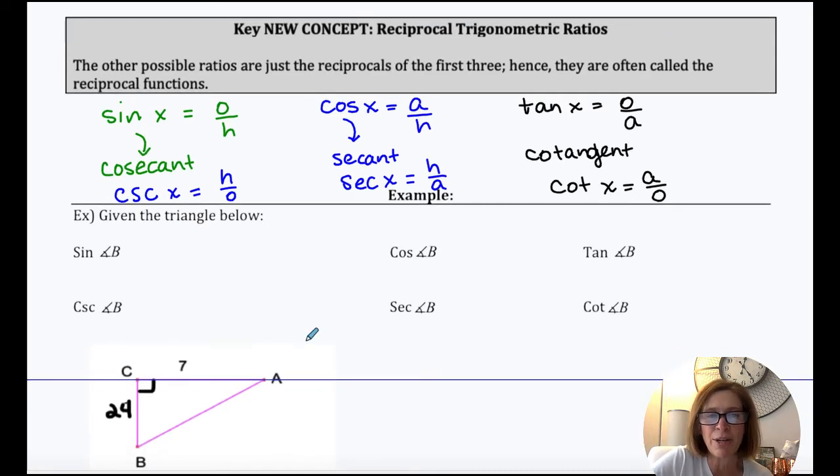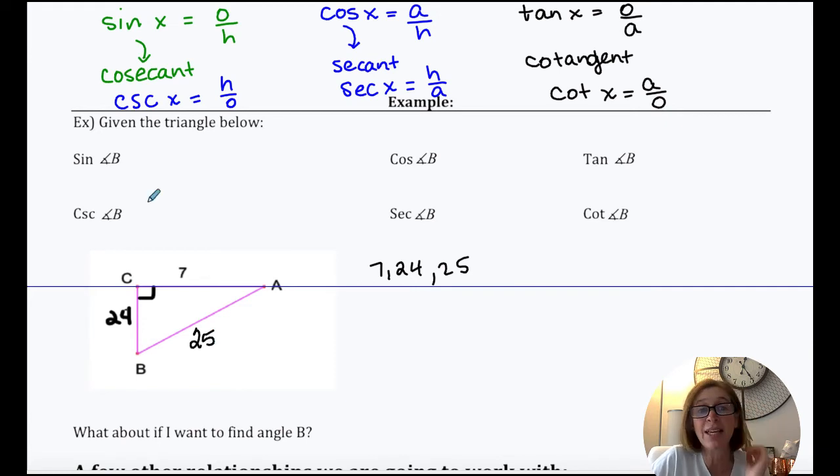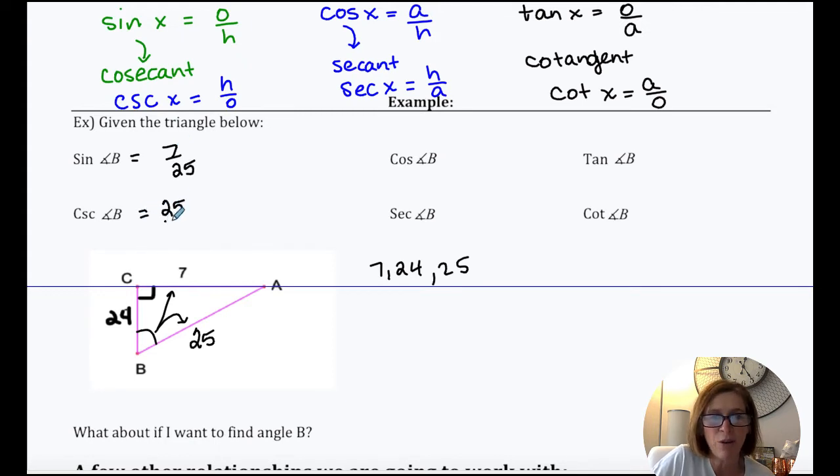So here's what we'd be doing if we were solving a triangle. I give you a triangle. I have side lengths 7 and 24. I need to find the hypotenuse. So I either use the Pythagorean theorem or, that's right, you said it, I use the Pythagorean triple, which is 7, 24, 25. So my hypotenuse is 25. So now, given the triangle, I can solve for the ratios. So sine of b, I'm looking at b, I would want its opposite over the hypotenuse, so 7 over 25. So cosecant of b would be 25 over 7.